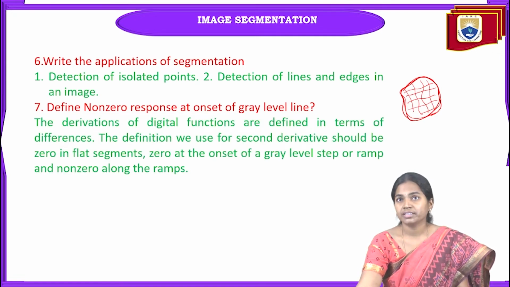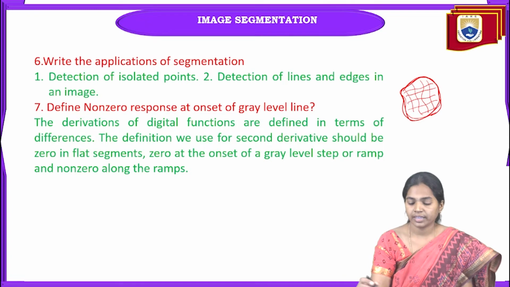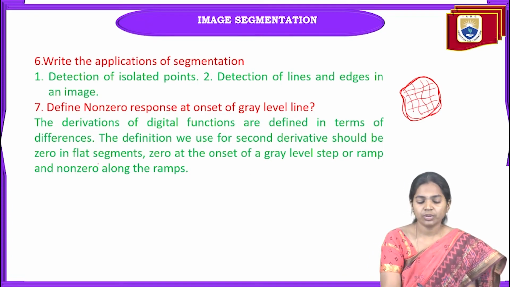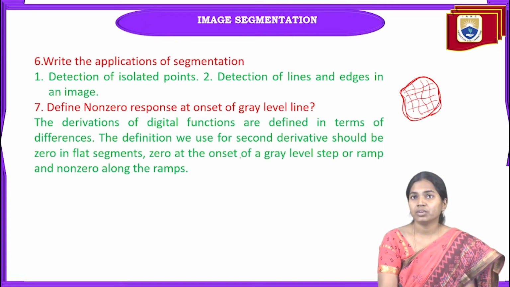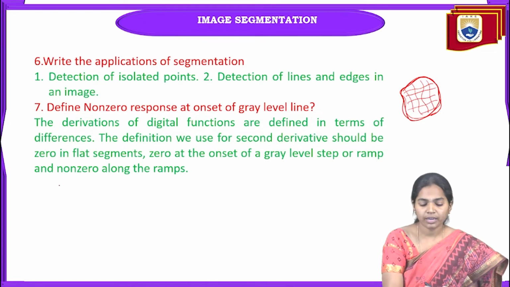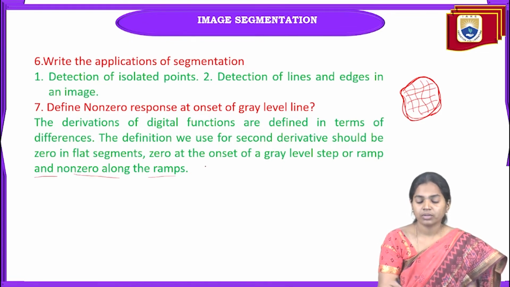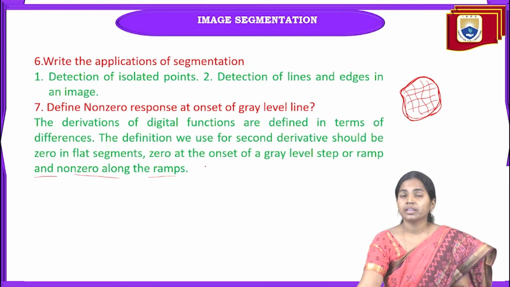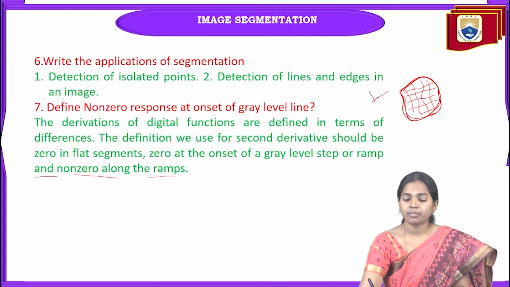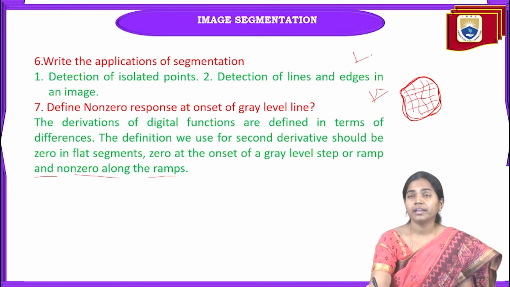The derivatives of digital functions are defined in terms of differences. With the use of non-zero response at onset of gray levels, the definition we use is that the second derivative should be 0 in flat segments, 0 at the onset of a gray level step or ramp, and non-zero along the ramps. So gray levels are non-zero if we consider the ramp signal. Next, the gray level line: how to find the edges.